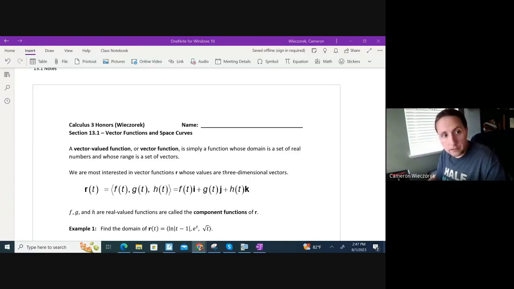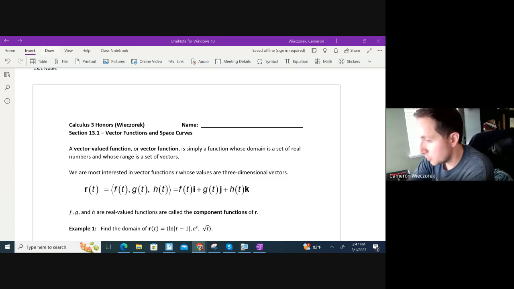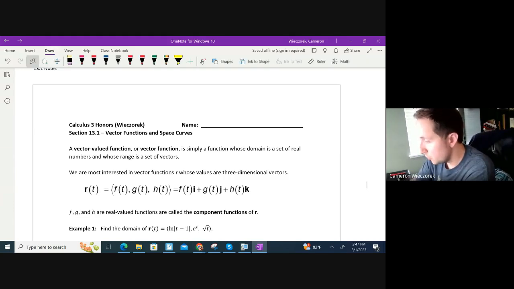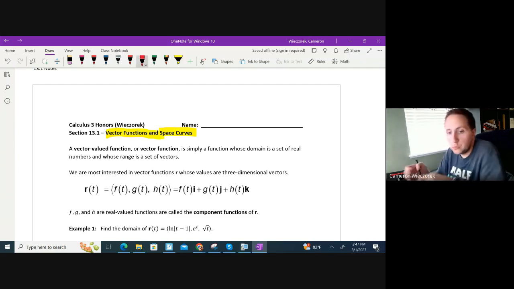All right, so we're starting chapter 13 with section 13.1. We're going to do an introduction to vector valued functions, otherwise known as vector functions, and space curves. This chapter will bring up some old topics that you learned about in Calc 1 and Calc 2, like position, velocity, and acceleration. We're going to deal with them in the context of vectors.